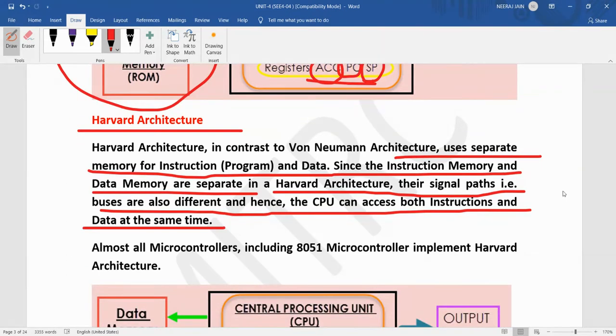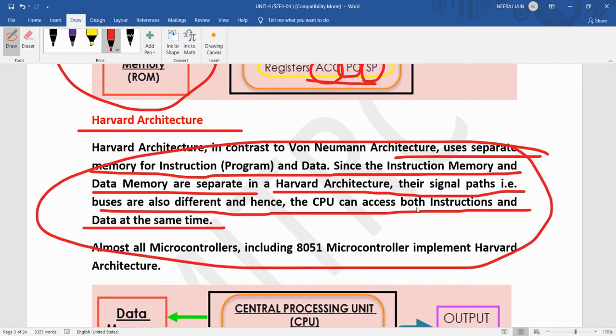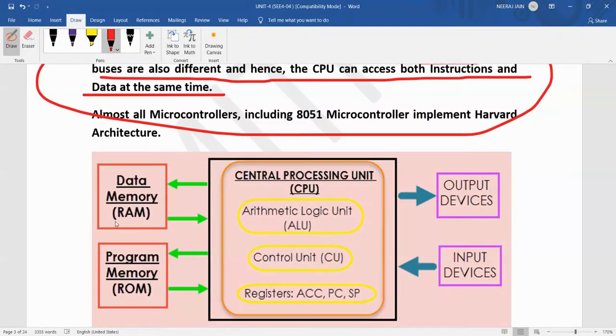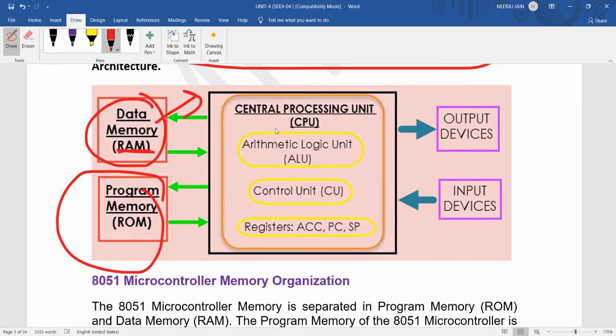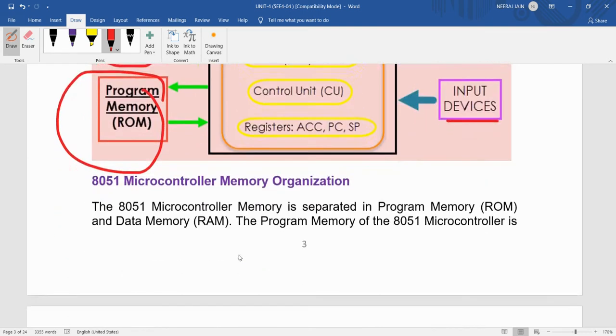So in such an architecture, because both things are different, at the same time we can use the data memory, that is the RAM, for temporary data storage because it is volatile memory, and the program is stored in the ROM. We can use both at the same time in such an architecture. Here we are also using the CPU and the output devices.